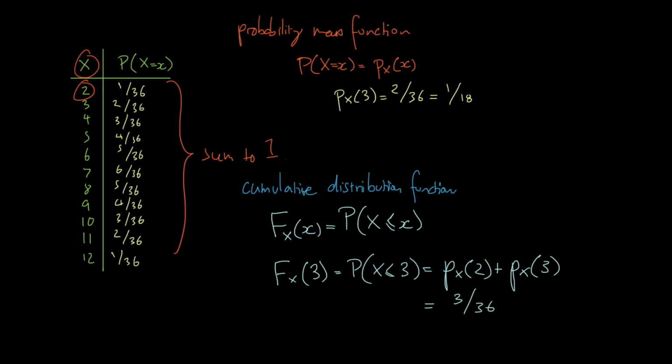So if we've got a discrete random variable, we can summarize it with a table like this. And we can also describe it by its probability mass function, which maps each discrete value of that random variable to its corresponding probability. And we can also represent it by its cumulative distribution function, which tells us the probability that the random variable takes a value less than or equal to the particular value.